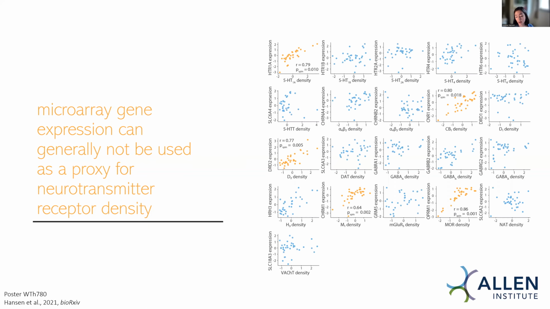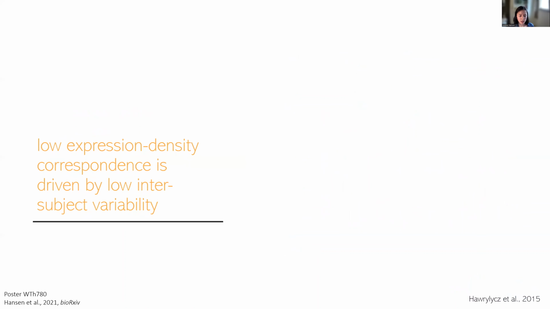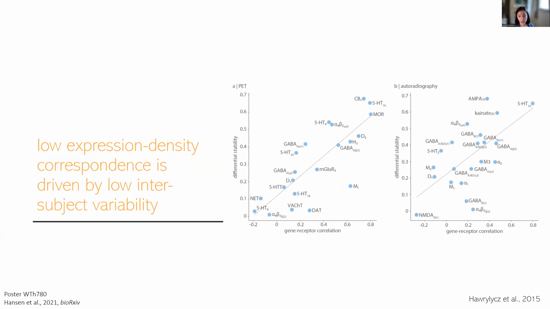And so I'm using microarray gene expression data from the Allen Human Brain Atlas, and I'm finding that in most cases the two aren't actually correlated. So the blue scatter plots are those where there is no significant correlation, and the yellow scatter plots are those where there is a significant correlation. We looked a little bit further into why this might be the case, and we find that low expression density correspondence is driven by low intersubject variability.